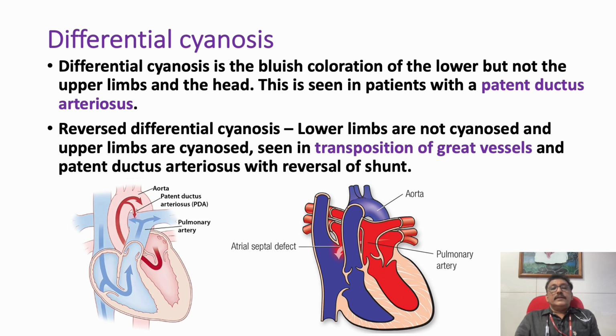Reversed differential cyanosis means sometimes the flow will be reversed, so that produces upper limb cyanosed, lower limb not cyanosed, seen in transposition of great vessels and patent ductus arteriosus with reversal of shunt.